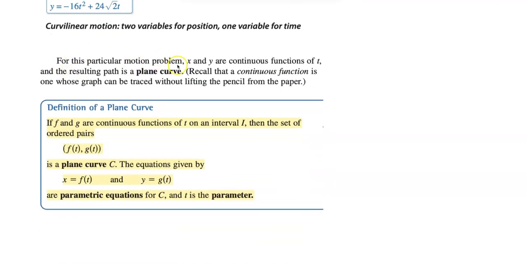So for a particular motion problem, x and y are continuous functions of t, and the resultant path is called a plane curve, which is a continuous function. So basically, the x is its own function, the y is its own function. So we're going to see like this, right? X is equal f of t, and y is equal g of t. And we call those parametric equations, and t is known as the parameter.